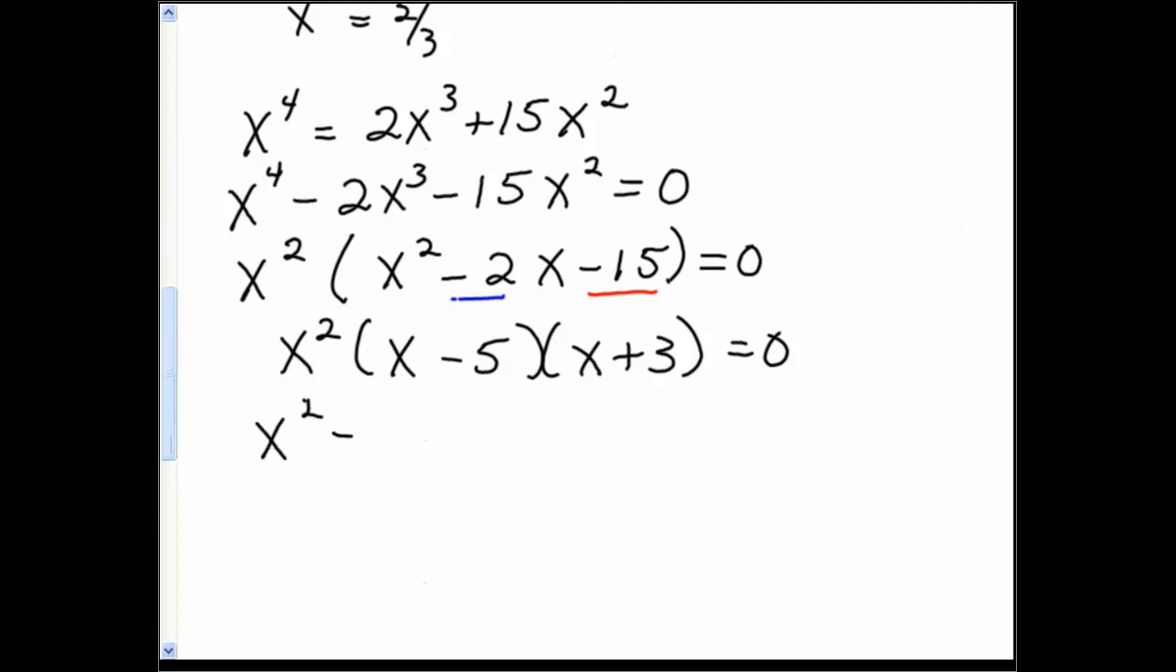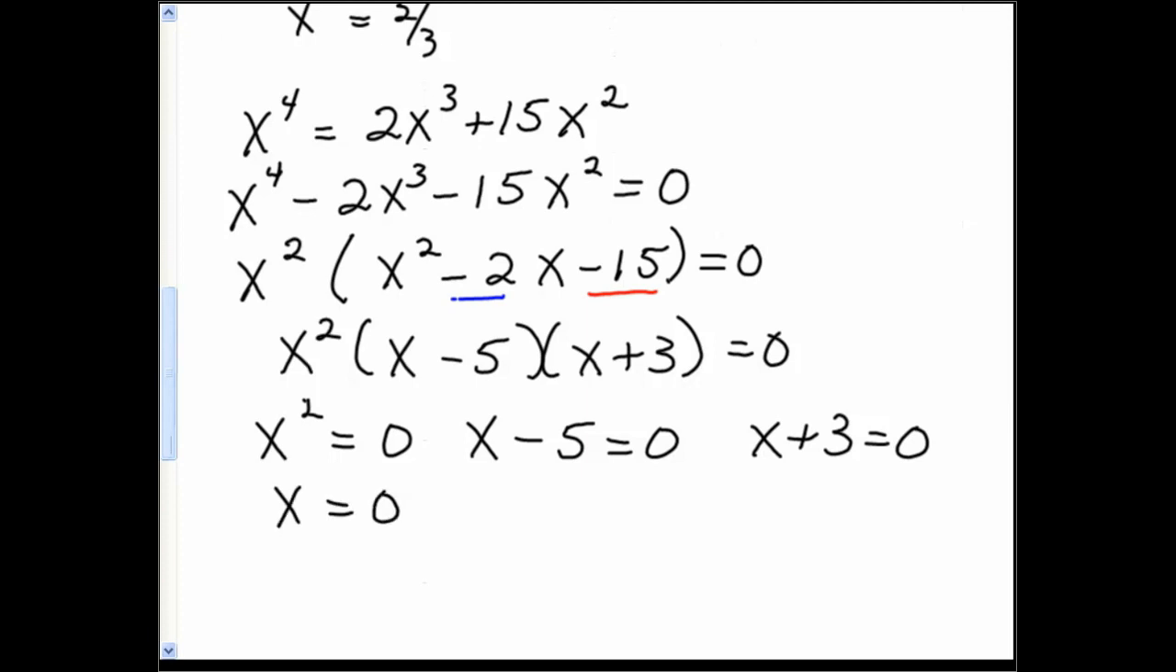Now we have 3 factors that have to be set equal to 0. And solving for x, here x will equal 0, x will equal 5, x will equal negative 3. So there are 3 solutions, negative 3, 0, and 5.